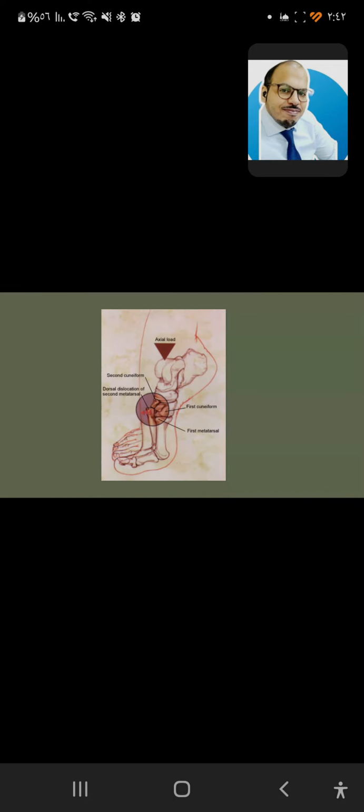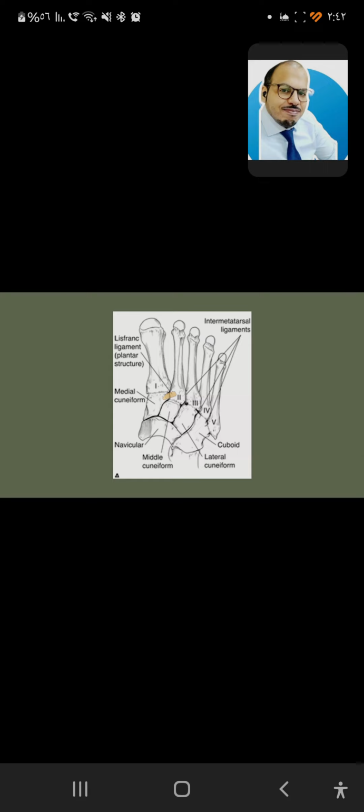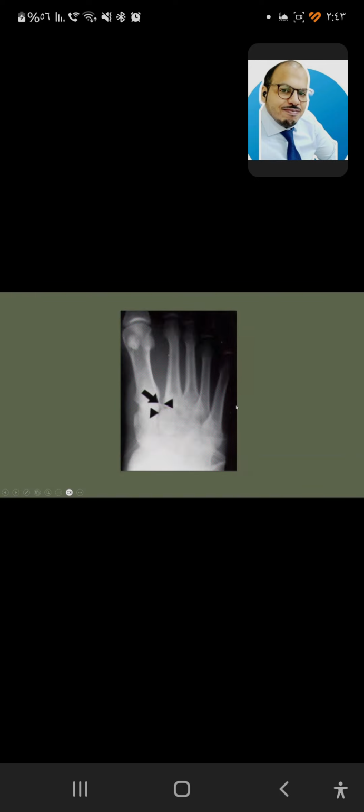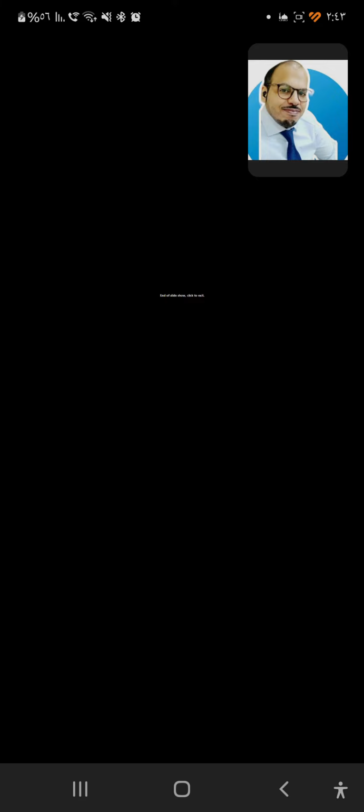But this Lisfranc fracture, this is between the medial cuneiform and the base of the second metatarsal. This area. Usually you find widening, the fleck sign in here. Dorsal displacement. And these usually are treated with open reduction and fixation.